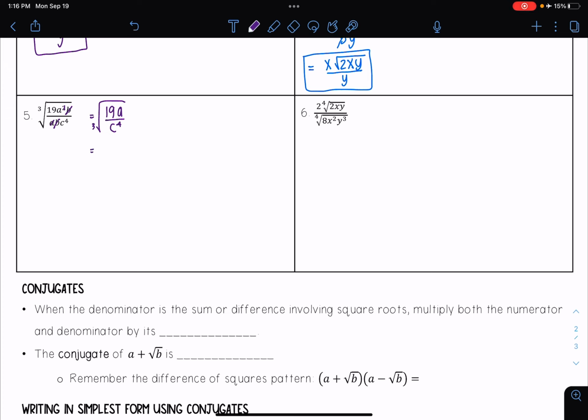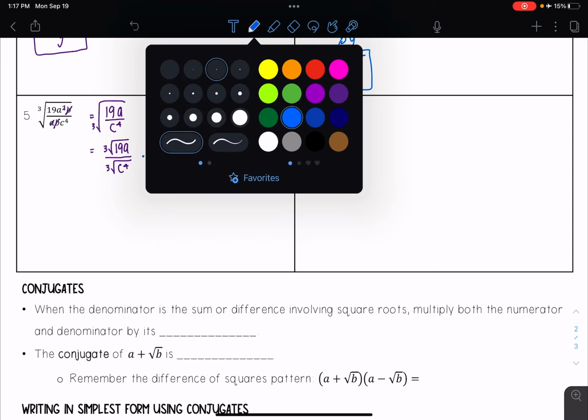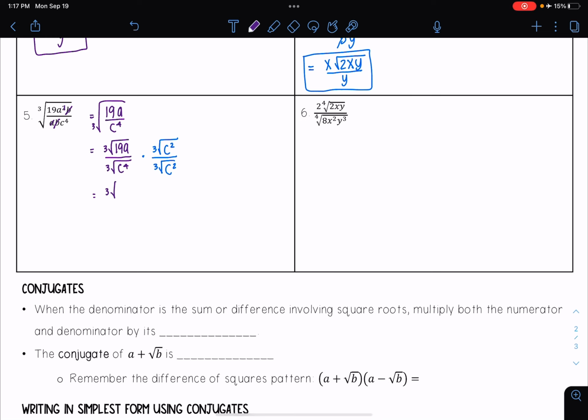And then we learned from our quotient property that that is the same thing as the cubed root of 19a over the cubed root of c to the 4th. And now to get rid of that radical on the bottom, I need c to be raised to the power that is divisible by 3. 4 is indivisible by 3, but I see the next one would be 6 is. And so to get c to the 6th here, I need to multiply top and bottom by the cubed root of c squared. And so when I do that, I get the cubed root of 19a c squared over the cubed root of c to the 6th. And when I simplify that denominator, I get c squared.